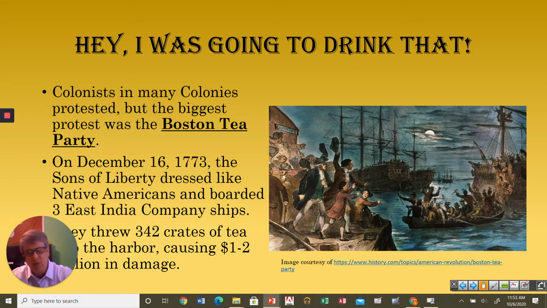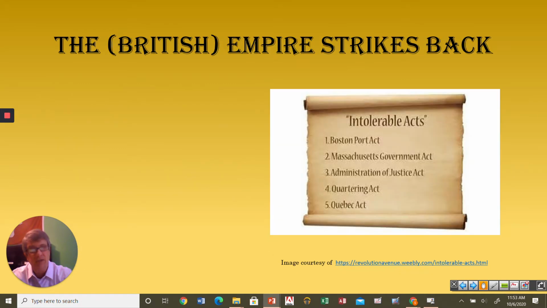It's one thing to have protests. It's one thing to burn some stamped paper, which the colonists were doing in response to the Stamp Act. But now you're talking about causing $1 million or more dollars of damage, and it's hard to ignore that. And Parliament does not ignore it.